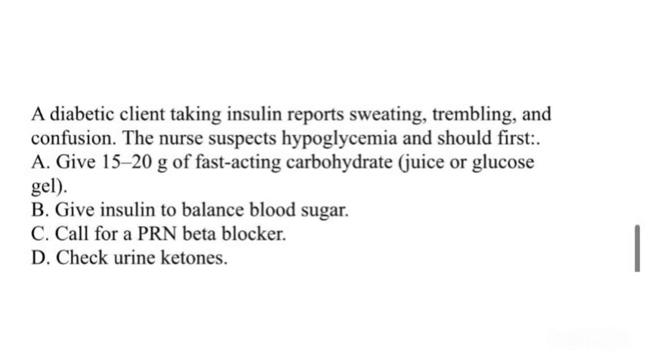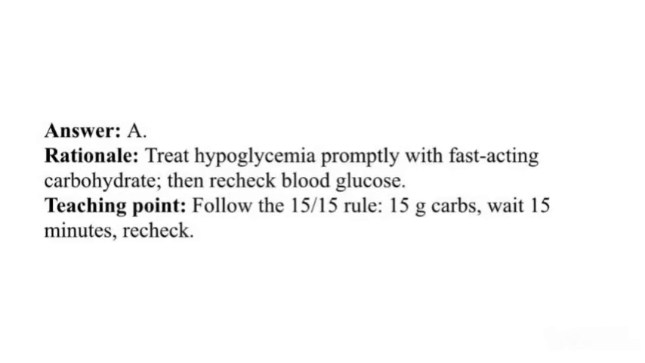A diabetic client taking insulin reports sweating, trembling, and confusion. The nurse suspects hypoglycemia and should first: A. Give 15 to 20 g of fast-acting carbohydrate, juice or glucose gel. B. Give insulin to balance blood sugar. C. Call for a PRN beta blocker. D. Check urine ketones. Answer, A. Rationale: treat hypoglycemia promptly with fast-acting carbohydrate, then recheck blood glucose. Teaching point: follow the 15-15 rule, 15 g carbs, wait 15 minutes, recheck.